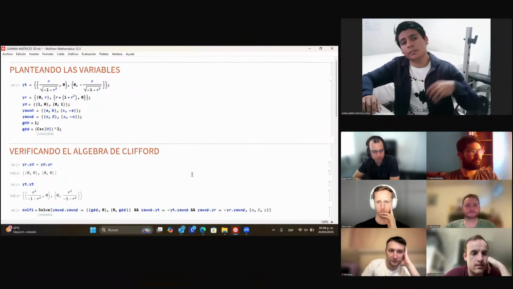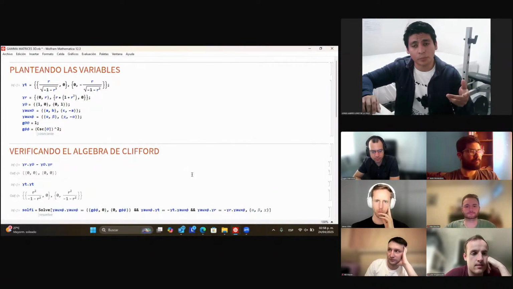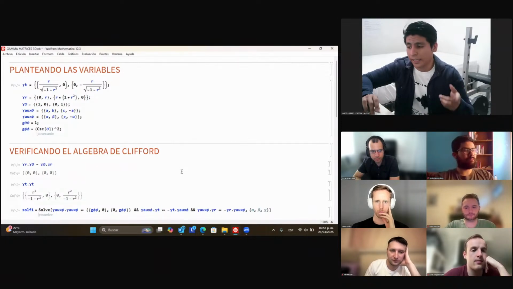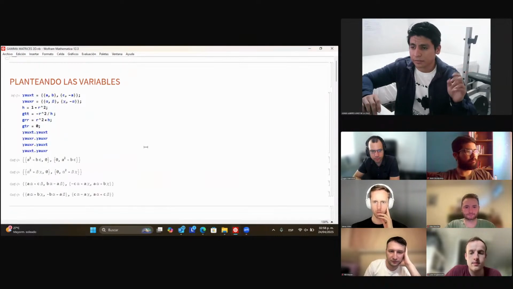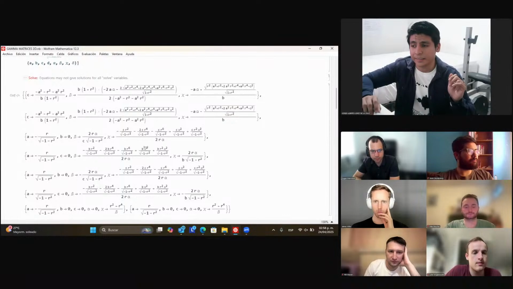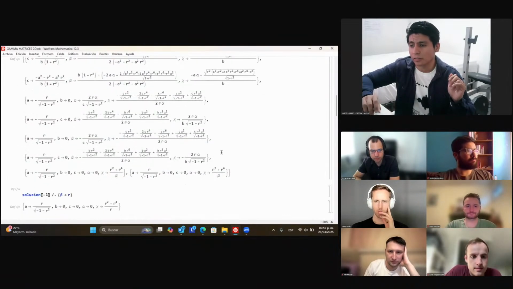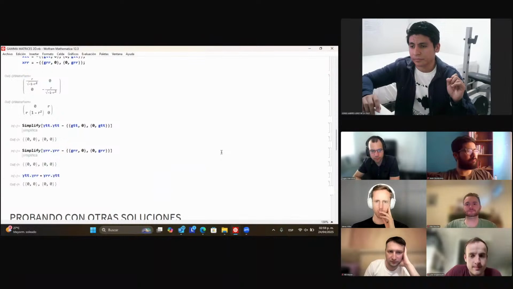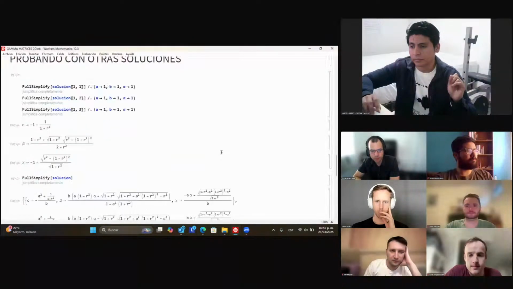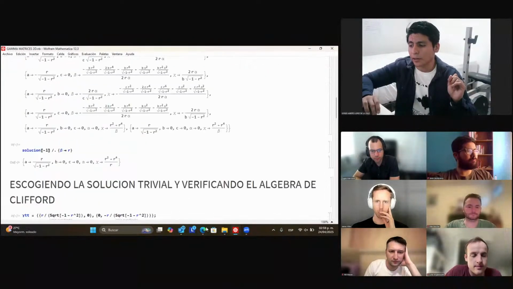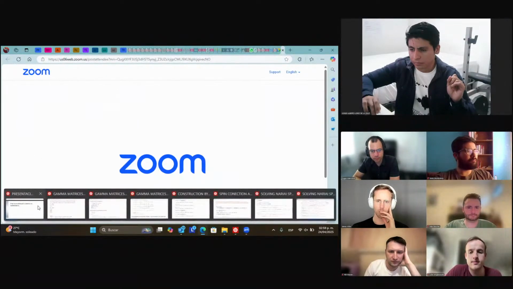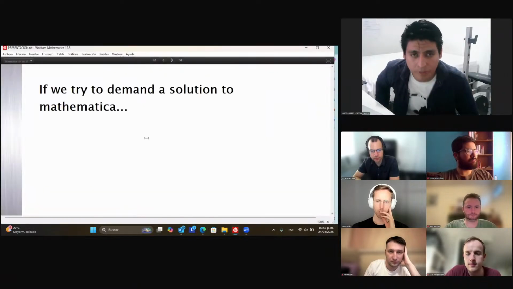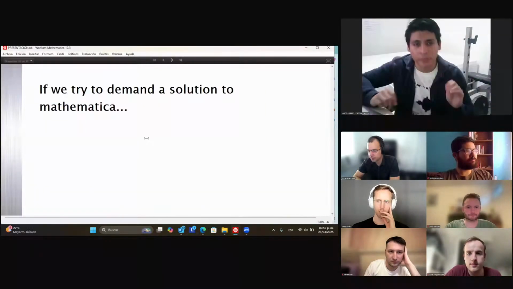I'm going to simplify the problem even more, reducing again the dimension of the spacetime. And now, for 2-dimensional gamma matrices, I get an answer. This is the answer, and these are my 4 gamma matrices. What's the problem? I had an answer in 2 dimensions, but I need an answer in 4 dimensions.